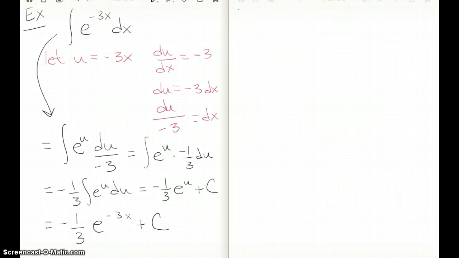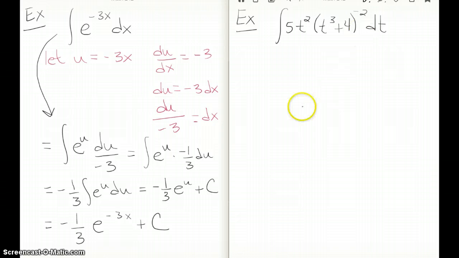Okay, let's try another example. In this one we've got 5t squared times t to the third plus 4, all raised to the negative second power, and the variable is t. I think all of our previous ones have had x as the variable, but again, we can use whatever variable we want. It doesn't really matter. One suggestion of where to look for a good choice for u, remember, is inside of parentheses. Notice in here, this is something yucky being raised to a negative 2 power. If it's the wrong choice, we'll just erase and try again, but let's choose the stuff inside the parentheses as our u.